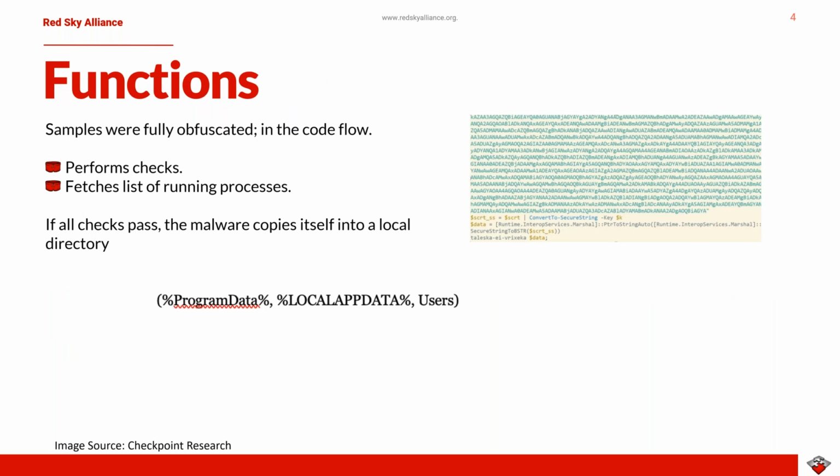Symantec published a technical breakdown of the malware and its functions, noting that the analyzed samples were fully obfuscated in the code flow strings and symbols, and that they may be based on code that is publicly available. Their analysis shows that the malware performs some checks to determine if it's running in a virtual environment or if it's being debugged. Next, it fetches a list of running processes that is checked against a predefined catalog that includes files, executables, dependencies, and drivers related to VM systems. If all the checks pass, the malware copies itself to a local directory, seen here.